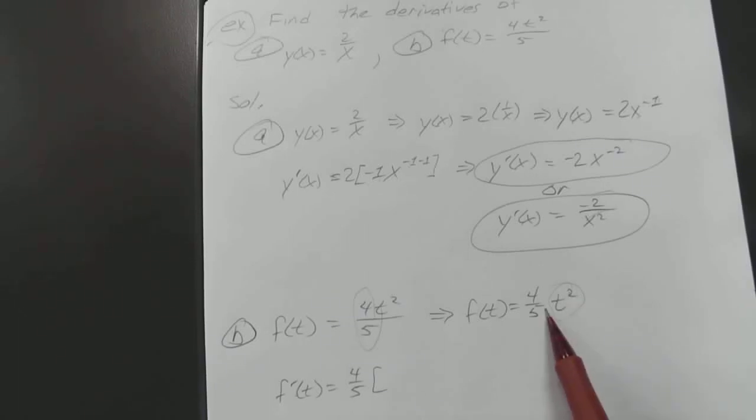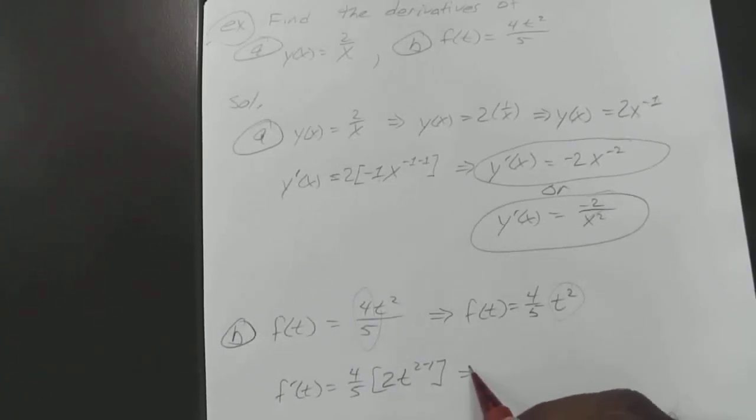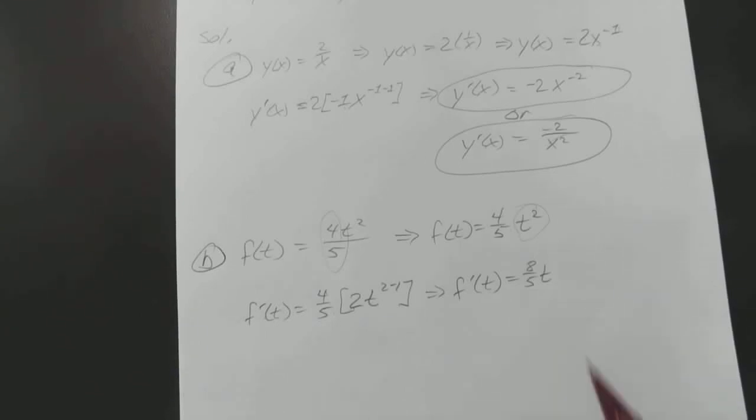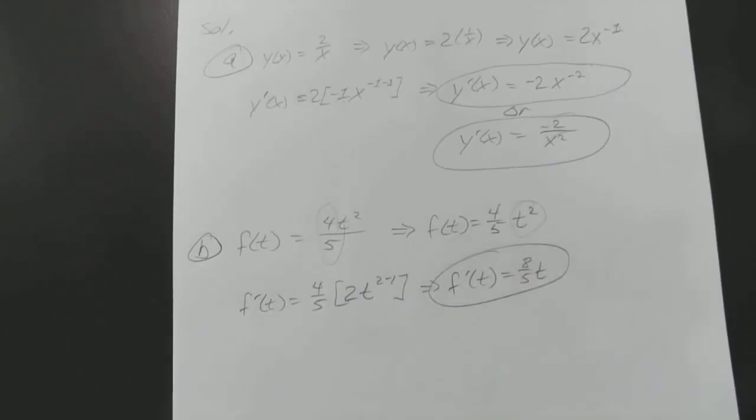So you're going to bring that 2 right out to the front, t to the 2 minus 1. Okay, so your f prime of t is going to equal 4/5 times 2 is 8 over 5. t to the 2 minus 1 is just t. Or you can just put the t in the numerator if you wanted to. Either way, it still works. All right. Any questions on that one?